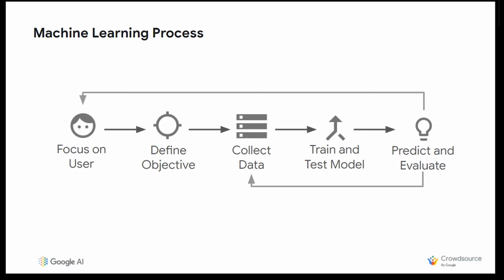Check, okay, how well did it perform? Was it able to identify a dog and a cat? Now, if it was not, you can either go back and collect more data. Even after you collect more data and you do it again, if it's still not giving you good results, then what you do is you go back to the user.